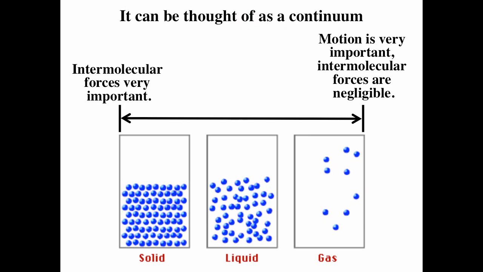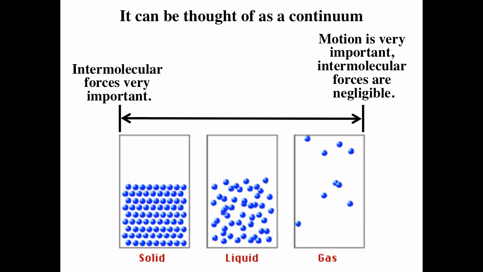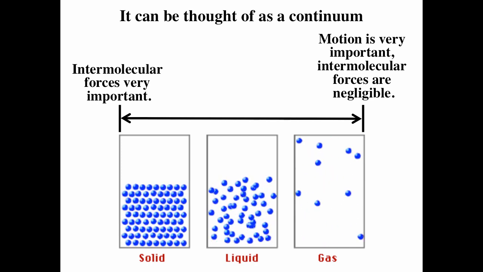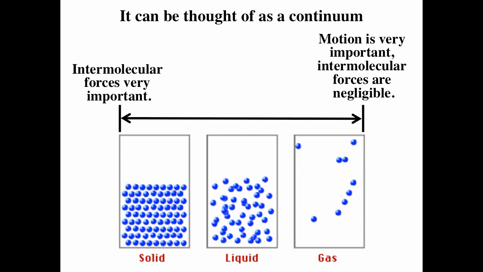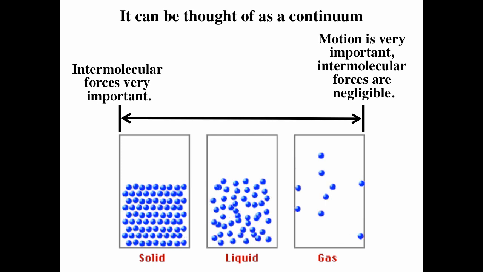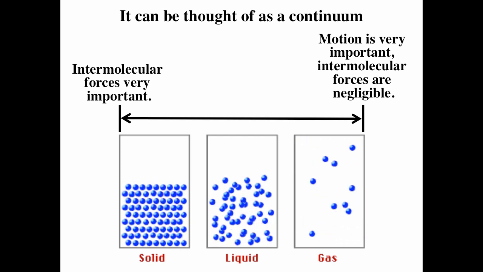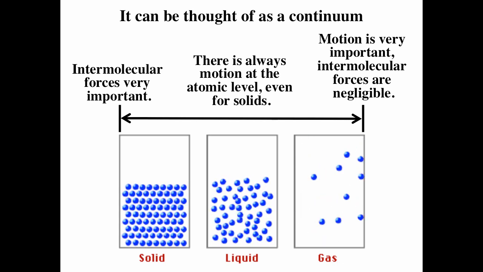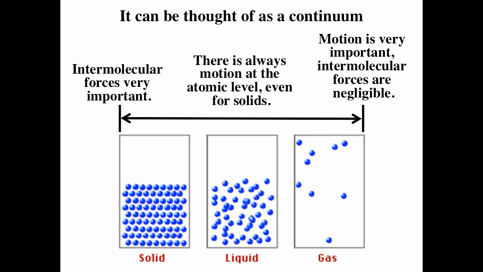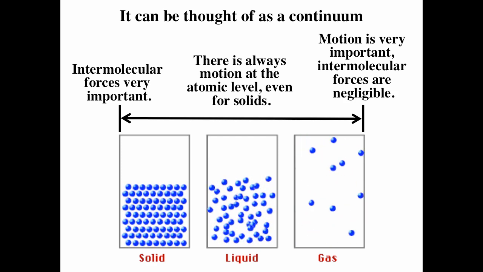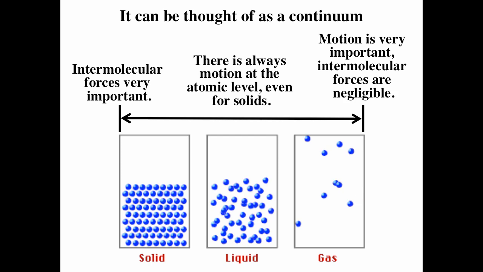And so you can think about it as a continuum. On the far left, you have intermolecular forces very important, and kinetic energy is only seen in terms of the vibrations. On the far right, motion is important. Intermolecular forces are negligible for a gas. And so there's always motion at the atomic level, even for solids, even at 0 Kelvin. 0 Kelvin just means that the lowest energy state is filled, but you'll still have vibrational motion.